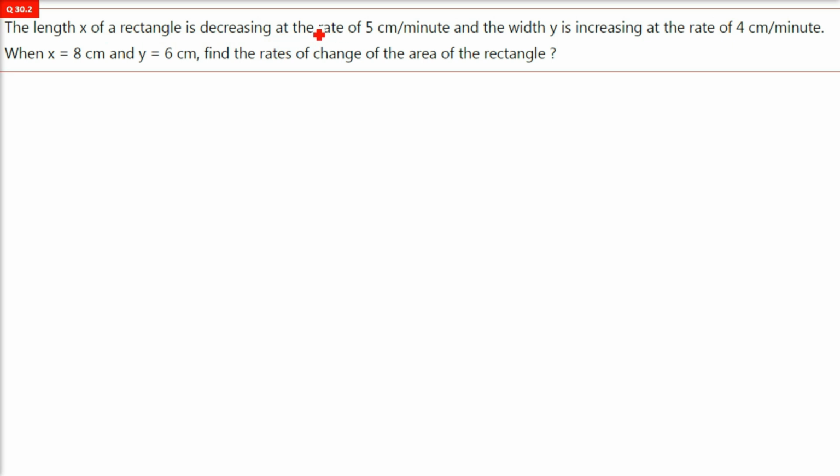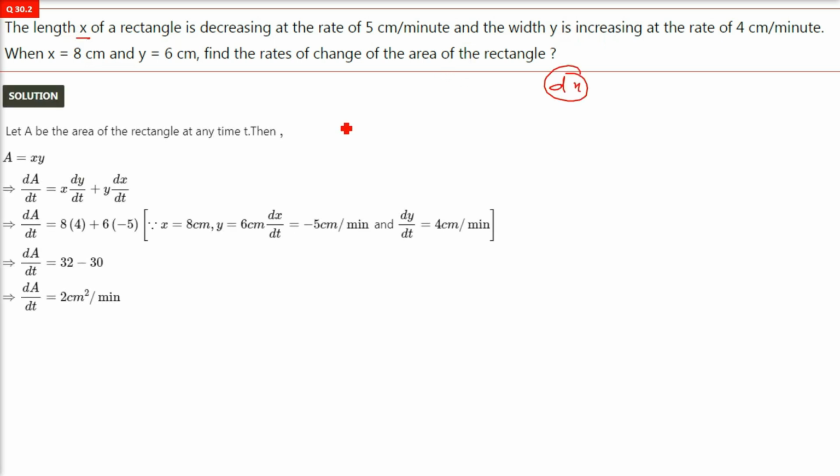Again, the same question. See, these questions are exactly similar, but now we are talking not about the perimeter, we are talking about the area. So this dy by dt is 4 in this case, which is positive, we are going to take. dx by dt, since it is decreasing at the rate of 5 centimeter per minute, is negative 5 centimeter per minute. x is given as 8, y is given as 6 centimeter. Now we are interested in area. Area is length into breadth, or length into width. So it will be x into y.